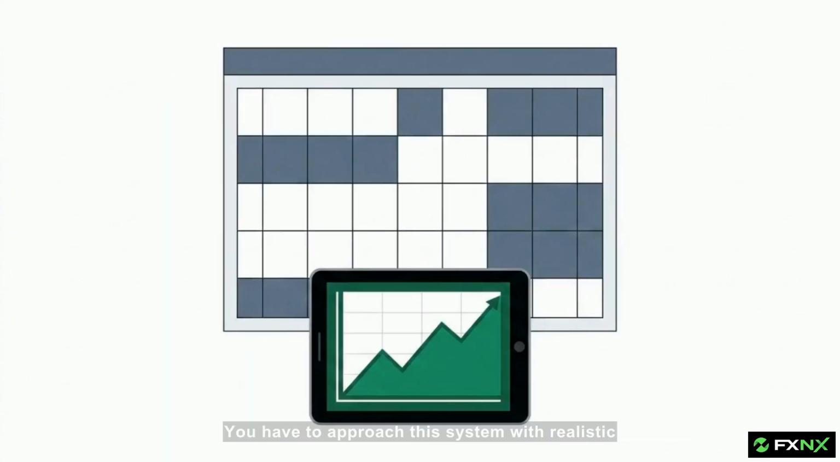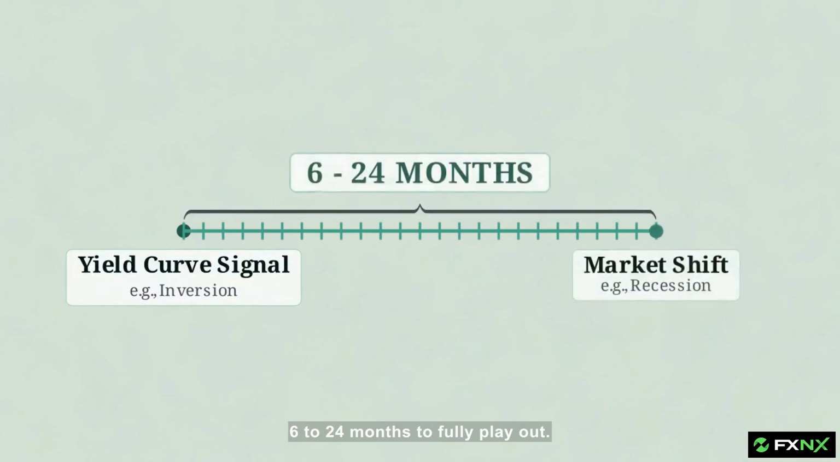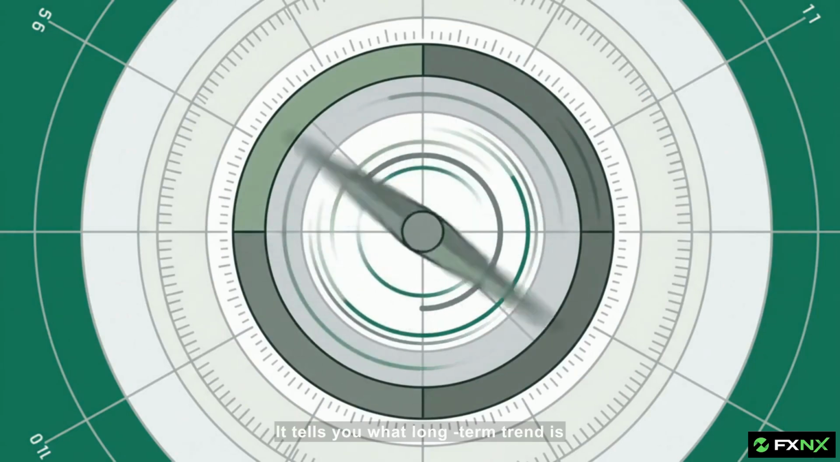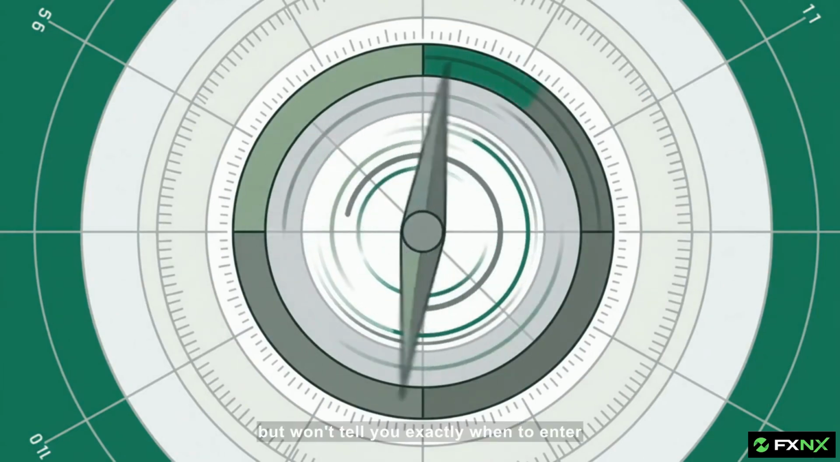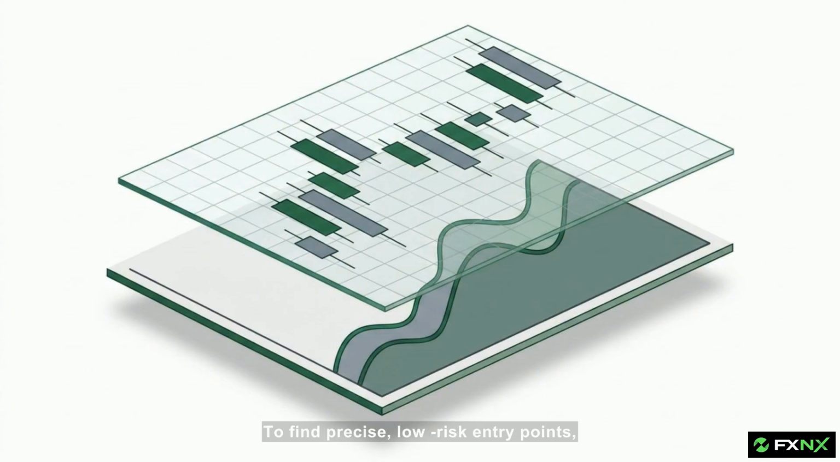You have to approach this system with realistic expectations. Yield curves suffer from time lags. The signals they produce can take anywhere from 6 to 24 months to fully play out. It serves as a macro compass. It tells you what long-term trend is coming, but won't tell you exactly when to enter a trade. To find precise, low-risk entry points, you must layer technical analysis on top of this fundamental framework.